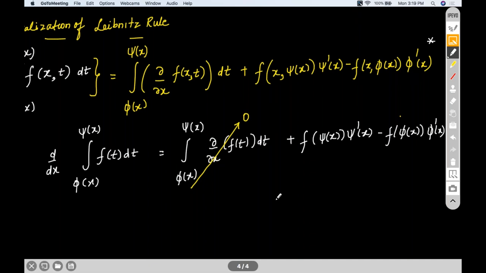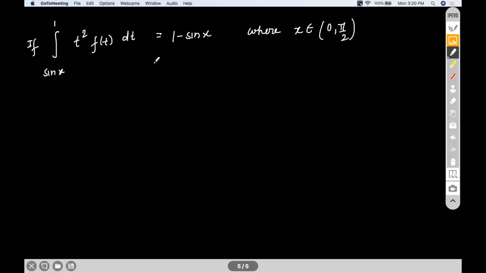Good. So let's solve problems on them. At least for 1.5 hours, we'll take a lot of problems on Leibniz rule. So let me begin with this question. If the integral of t square f of t, from sine x to 1, is 1 minus sine x, where x belongs to the interval 0 to pi by 2, the question is, find f of 1 by root 3.